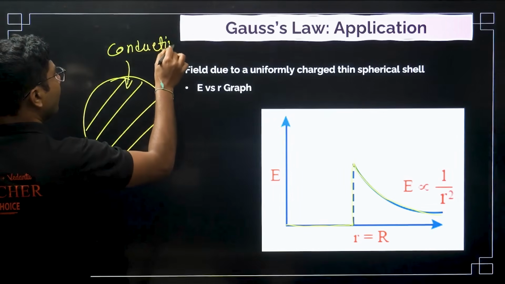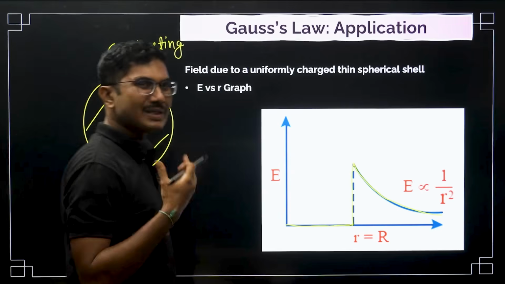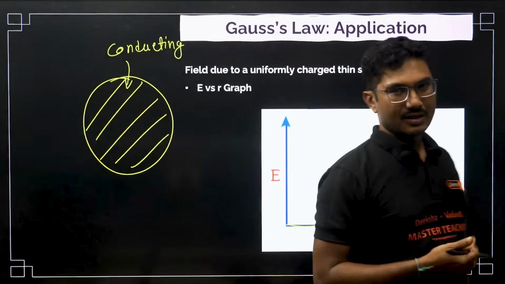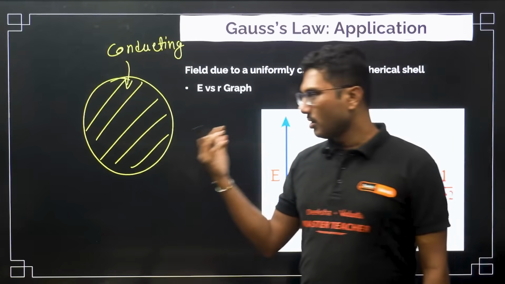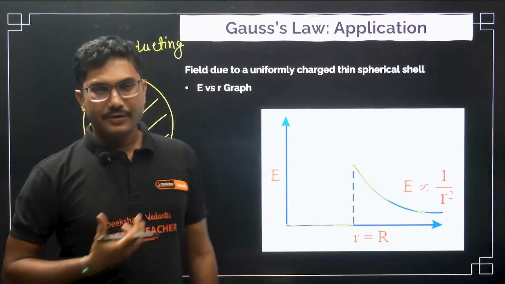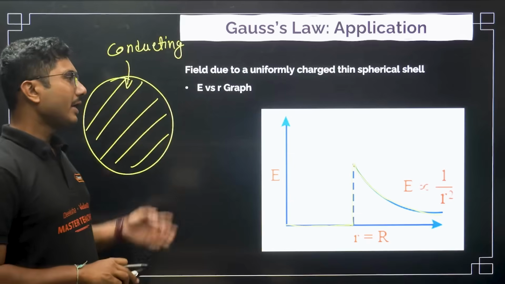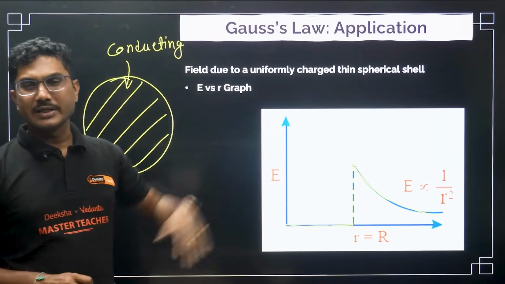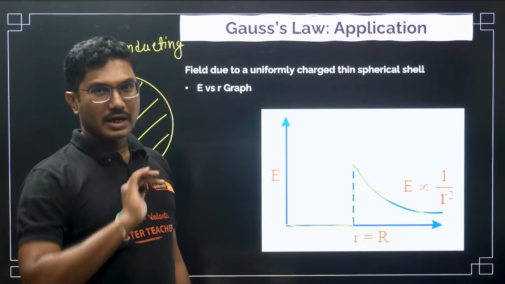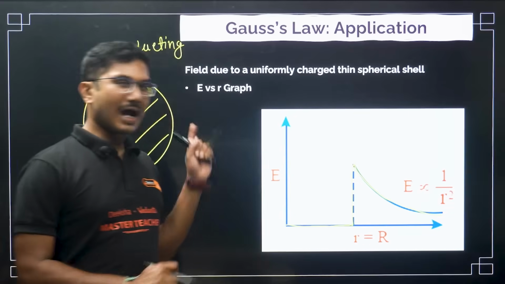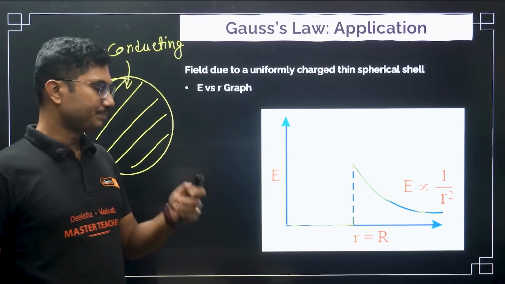Conducting means made of metal. Conducting means metal sphere, a metallic sphere, an iron ball or a steel ball. If it is made of metal, the same principle and the same formula is applicable for a conducting sphere as well. Both graphs and formulas, everything is the same.